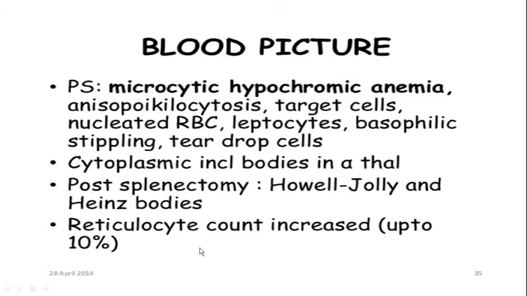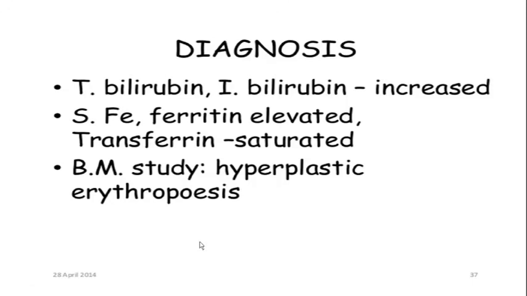And very importantly, the reticulocyte count might be increased or it can be decreased. It might be increased on the grounds of hemolysis being the main reason for the anemia, but because of the ineffective erythropoiesis you might have a decrease in the reticulocyte count. Again, bilirubin levels may be increased, total bilirubin and indirect bilirubin. Serum ferritin elevated and transferrin saturation will be normal, and bone marrow study will show hyperplastic erythropoiesis.